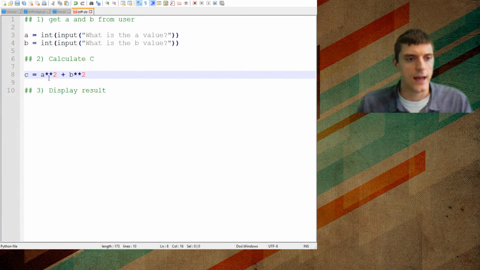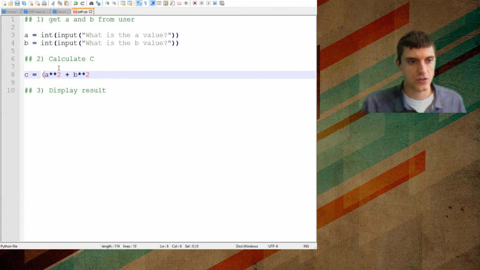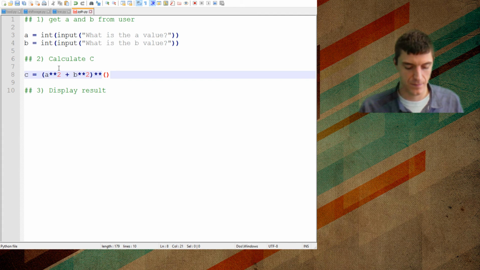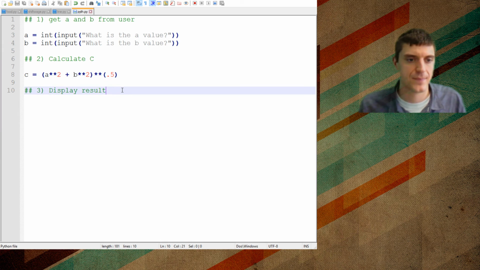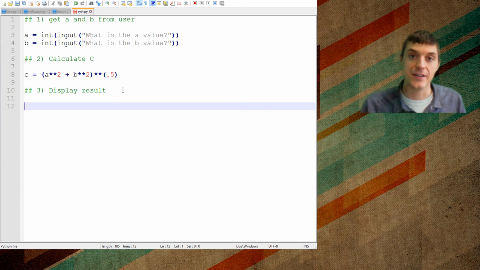So I need to take the square root of this whole thing. I'm going to pop parentheses right there and right there, and I'm going to raise that whole thing to the 1/2 power. So I could do 1 divided by 2 there, or I could do 0.5 there. Python's got our back in that case. I was really careful to put those parentheses around it because I want to take the square root of the whole thing. Now I just want to display the results.